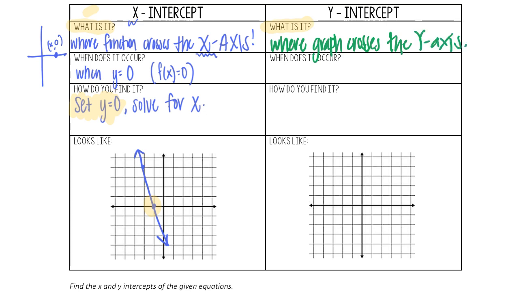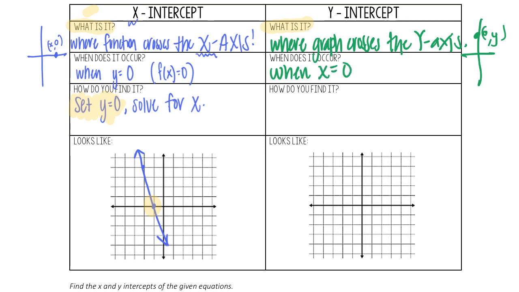So think about if you have a y-intercept crossing the y-axis. The y value is obviously the y-intercept. Our x value is 0. So it occurs when x equals 0.